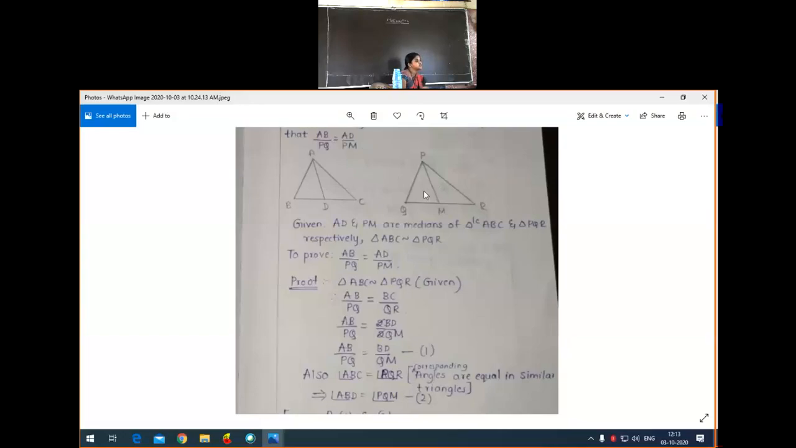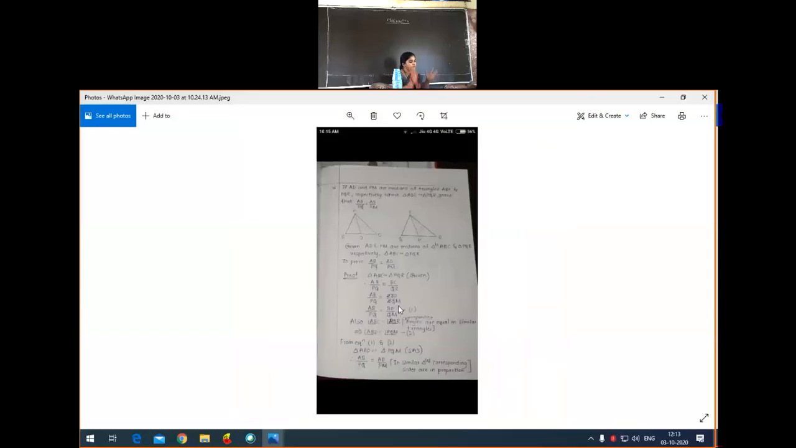Now write the ratios of these two similar triangles. AB by PQ is equal to AD by PM is equal to BD by QM. But for our proof only these two are sufficient, that is AB by PQ is equal to AD by PM. This is the proof, hence proved. Hence we completed the third exercise, not the triangles chapter, just the third exercise.